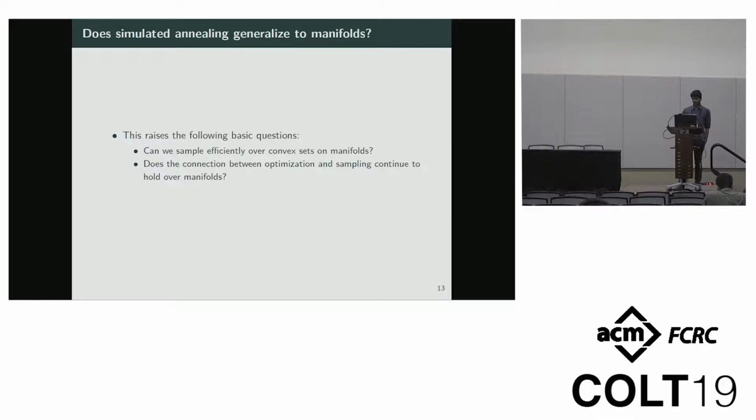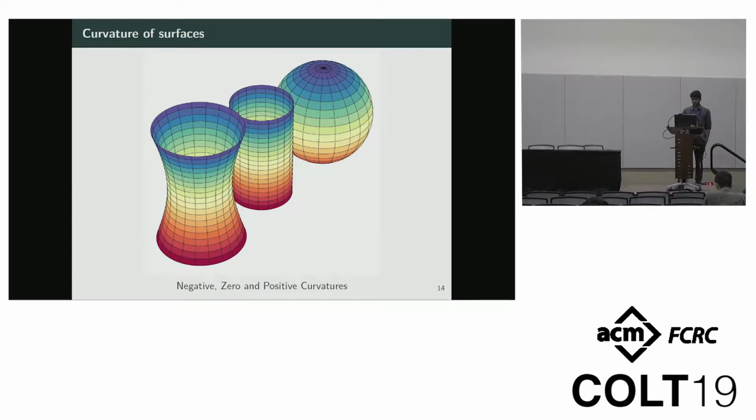Okay, so the question we are interested in today is, does simulated annealing generalize to manifolds? That leads us to the following questions. Can you sample efficiently over convex sets in manifolds? And given that, does the connection between optimization and sampling continue to hold over manifolds? Okay, and we try to answer these questions over positively curved manifolds. Okay, so again, a quick slide on curvature. These are the 3 settings you have. The first one is negative curvature. The second one is 0 curvature, and positive curvature is like a sphere.